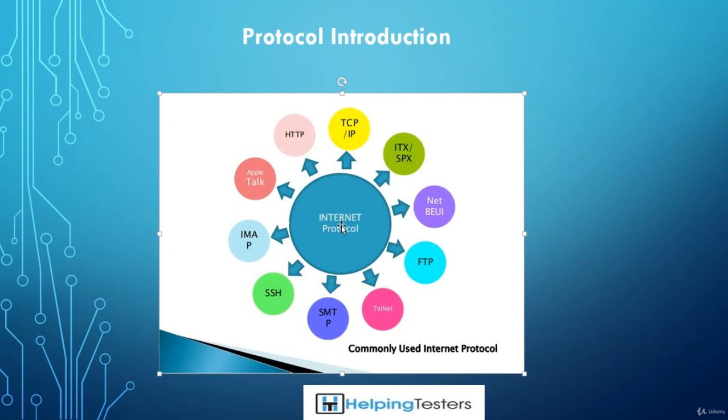To communicate with Amazon.com, normally we use the browser, which uses the HTTP protocol. If you are using any other application, like a mobile application or a desktop application, it will be using the TCP/IP protocol. Likewise, there are other protocols: FTP for file transfer, SMTP and IMAP for mail services, and SSH for the shell service. These are the various internet protocols that we normally use daily.